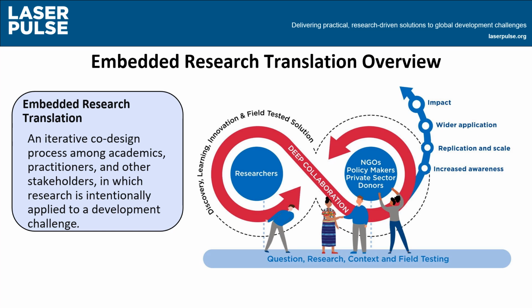Pathways to innovative, field-tested solutions are reinforced through deep collaboration with the stakeholders closest to the development challenge, and more specifically, practitioners working to solve it. ERT follows a process from discovery to field-tested solution to wider application, and finally to impact. Our model represents targeted research translation through intentional partnership, stakeholder engagement, co-design and co-creation, early dissemination, and intentional product development toward a specific policy or practice.